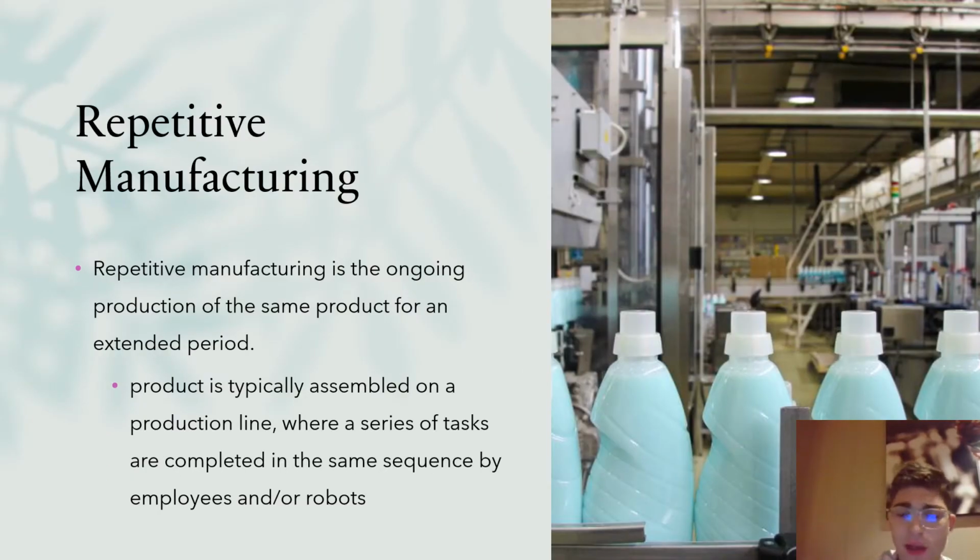So like I said, today our case study is going to be more focused on repetitive manufacturing. As I said before, repetitive manufacturing is the ongoing production of the same product for an extended period, where it's typically assembled on a production line where tasks are committed by people or robots.